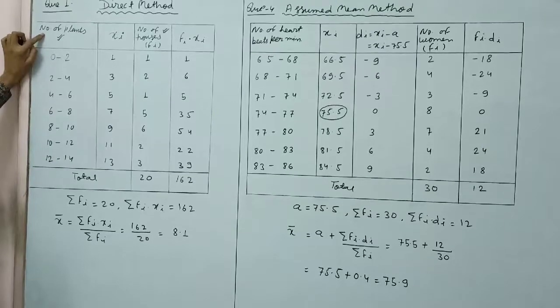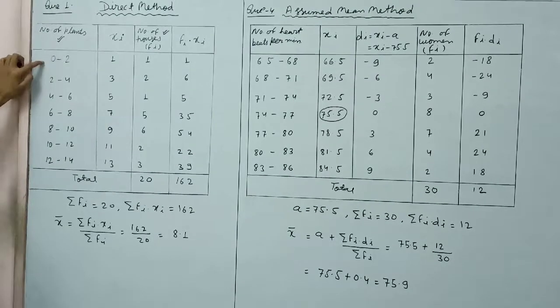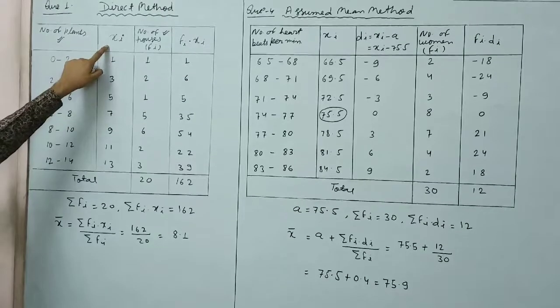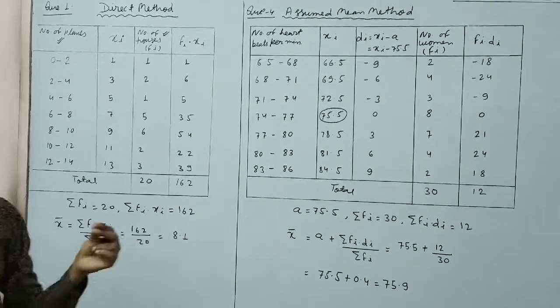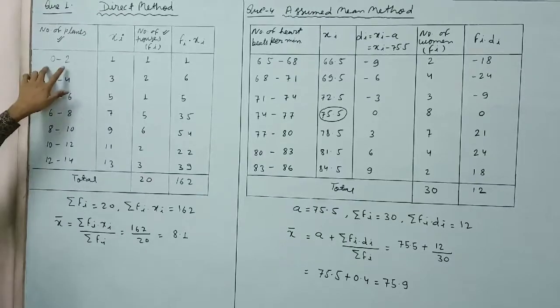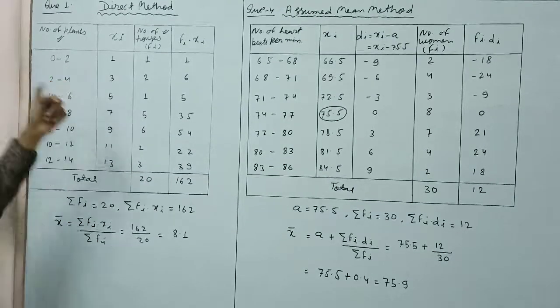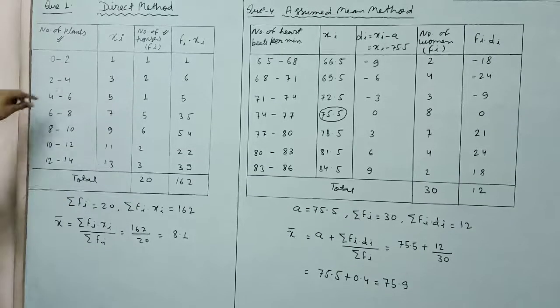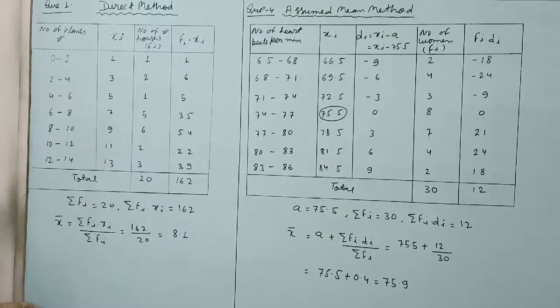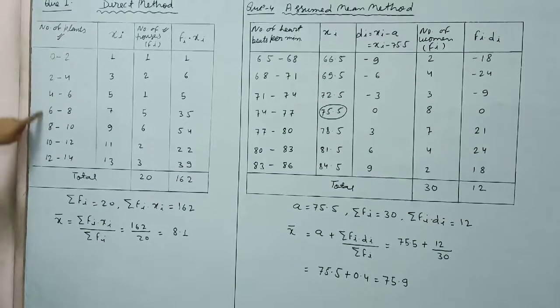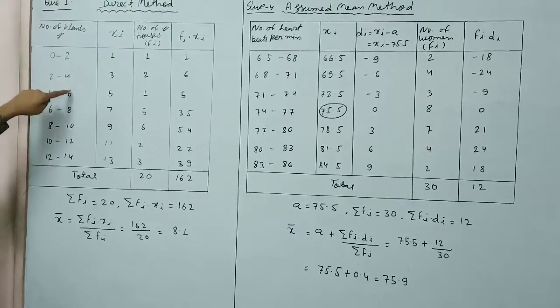First we need to write number of plants, which are the class intervals. By using class intervals we need to find out xi, which is the middle point of the class interval and which can be obtained by lower limit plus upper limit upon 2. So 0 plus 2 upon 2 will be 1. Now for other xi we do not need to do the same process, as we know the class size is same. So here the gap is 2.